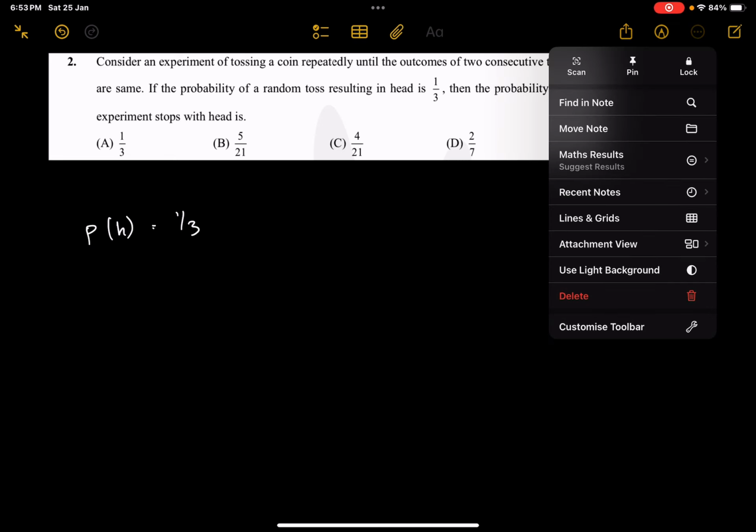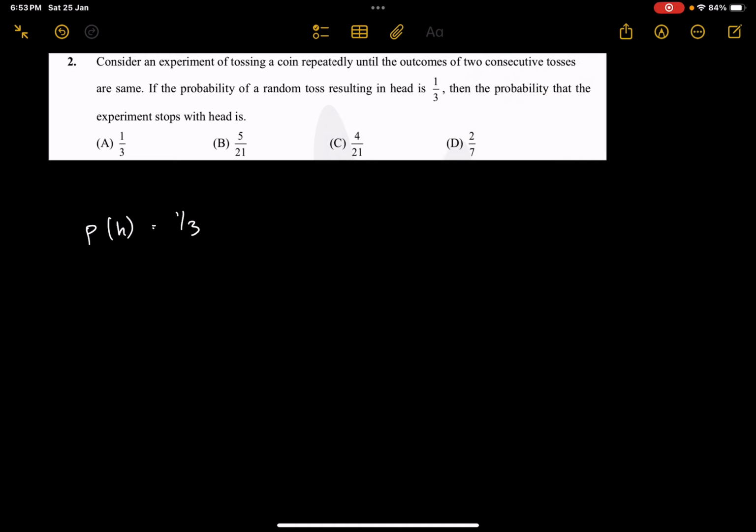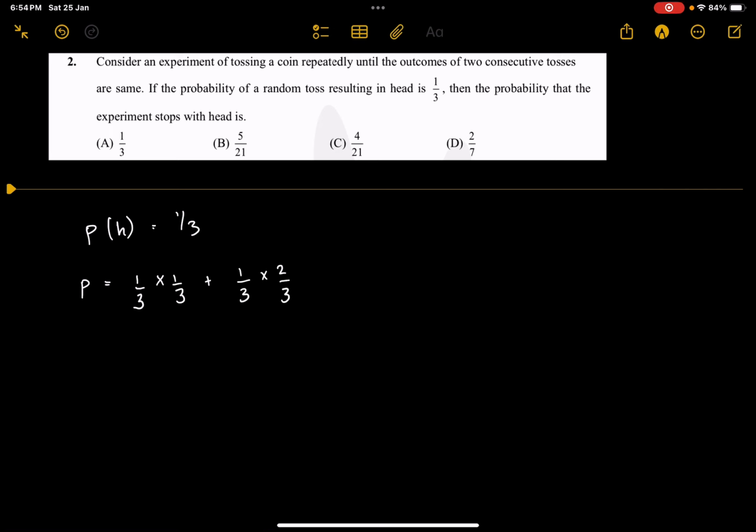So from that we start. Let the probability of ending with two consecutive heads be P. Then it becomes getting a head in the first turn followed by a head in the second turn. So then that's over. Otherwise, head in the first turn, tails in the second turn, and then let's say Q is the probability of the experiment getting over with two heads, given that the last toss was a tails.